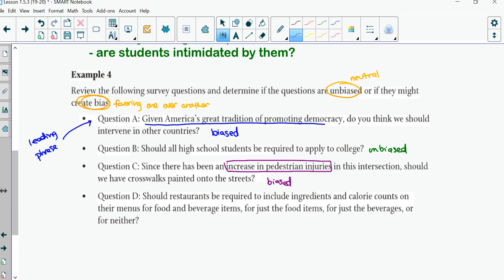Okay, again, because it's giving you information and then asking a question. If it just said, should we have crosswalks painted onto streets, and it didn't tell you why, then it's like, all right, well, it's just a neutral question. But because it's giving you information that there's an increase in pedestrian injuries, and then it's asking the question, it's biased. All right, last question. Maybe pause, read it, see what you think, and then unpause and listen to me.